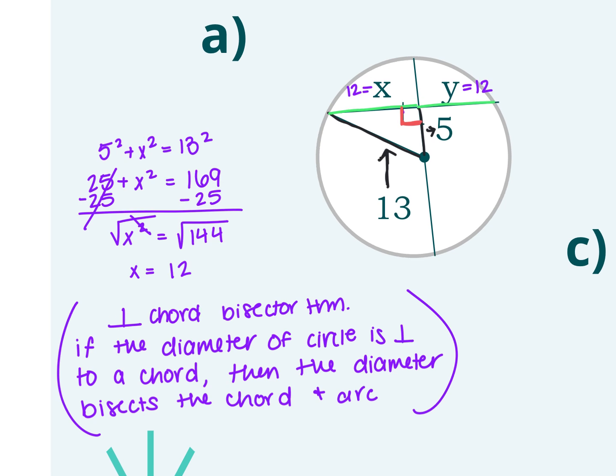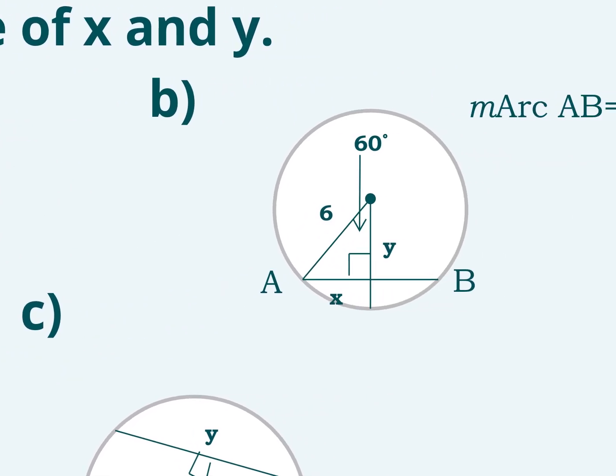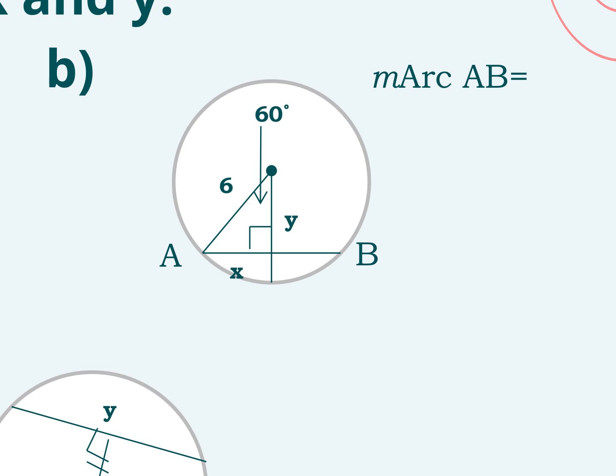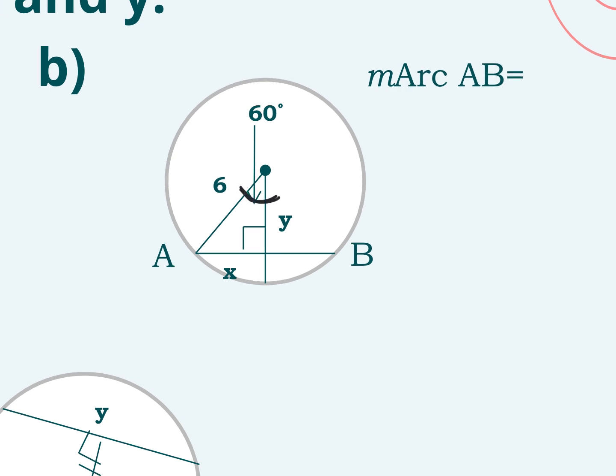So again, this is my diameter right here, and because it's perpendicular, both of these segments are congruent, and we should also know that my arc is also congruent. All right, let's go ahead and look at B. I'm still solving for X and Y, and then they're asking me to find the measure of arc AB. So a couple things that we should know looking at this one. This is kind of pointing not to my right angle, but this specific angle right here is going to be 60. So how can I solve for X and Y?